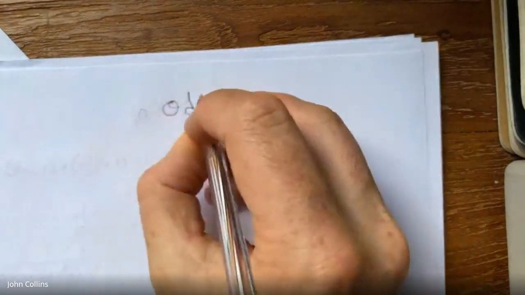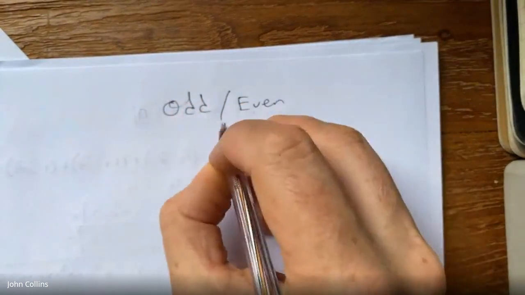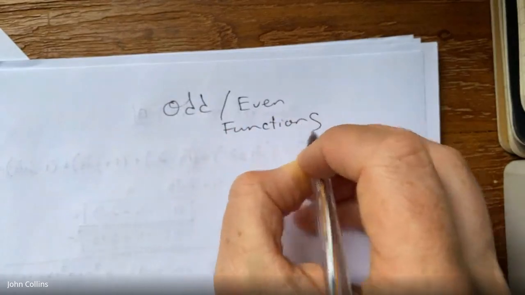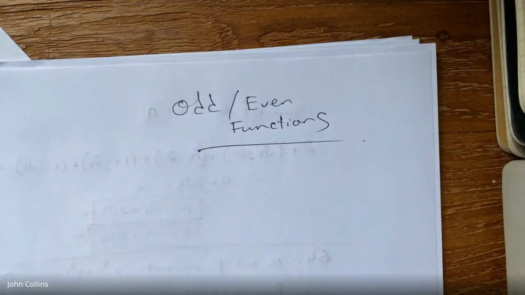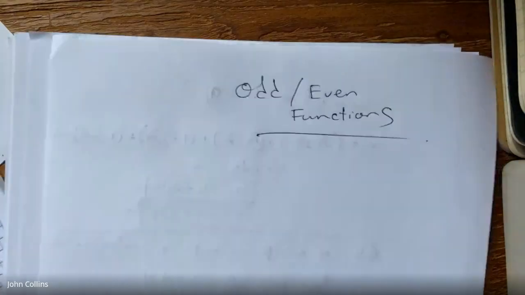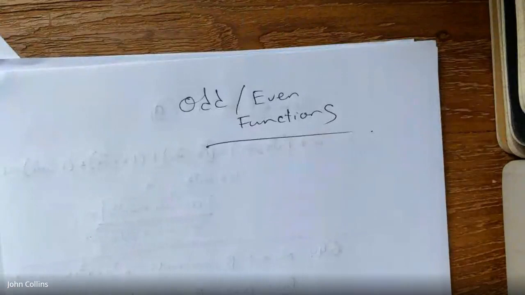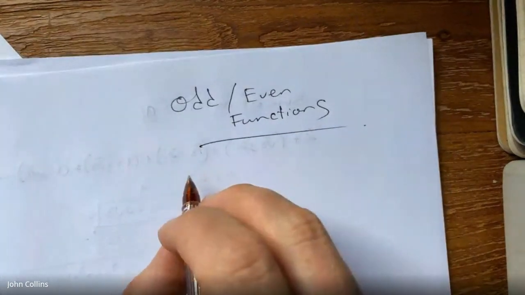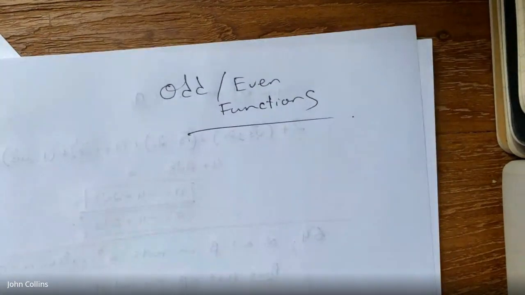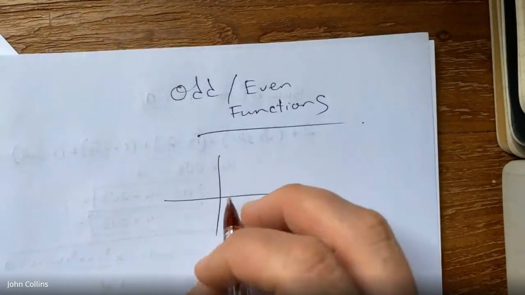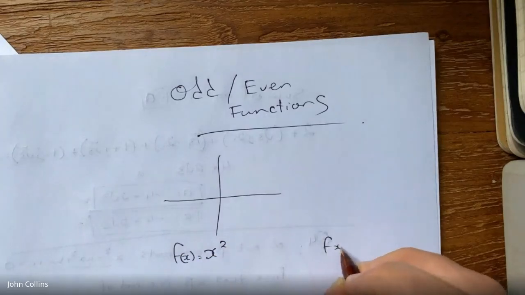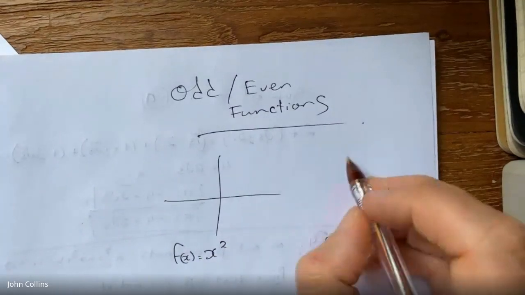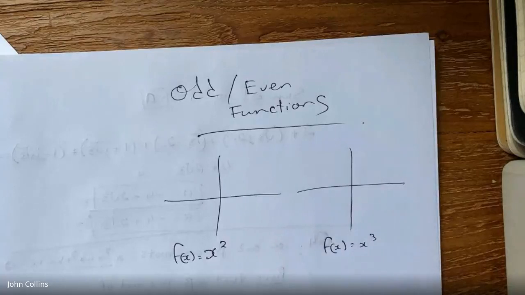All right, just going to finish off today with something called odd and even functions. Odd and even functions have a lot to do with symmetry. So let's look at x squared, so f(x), a function, equals x squared, and a function of x cubed. Let's look at those two functions very quickly in sketches.